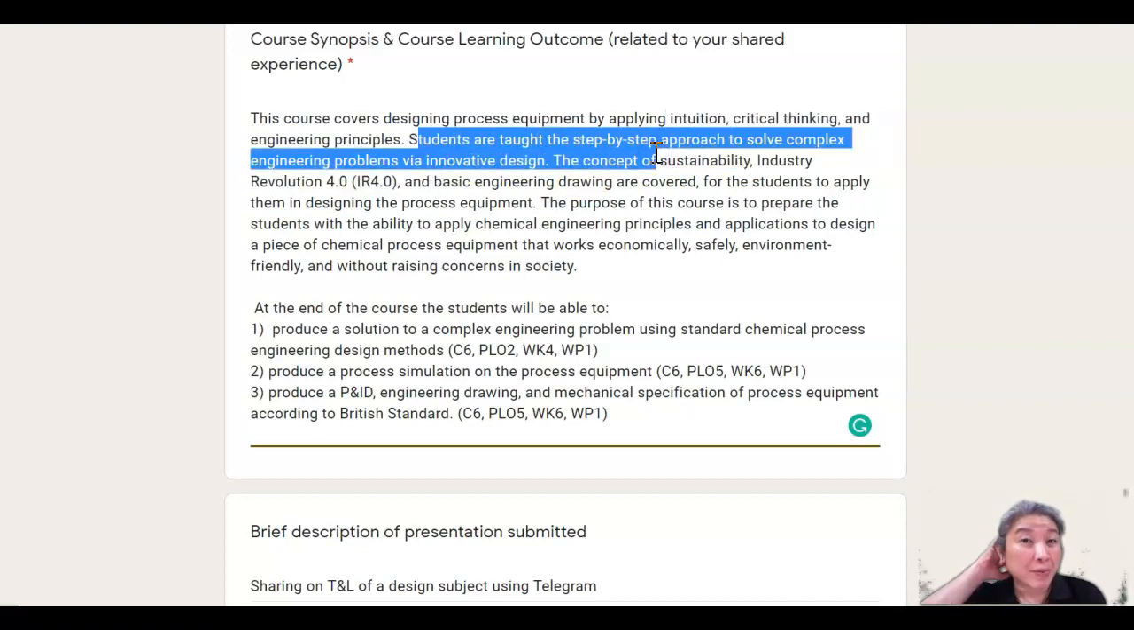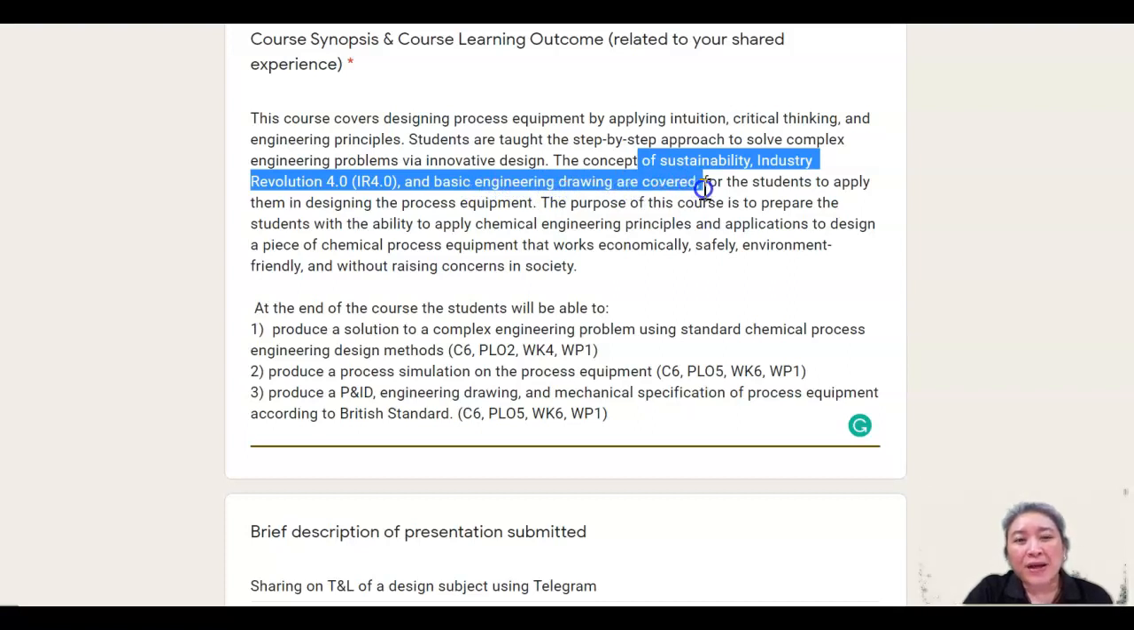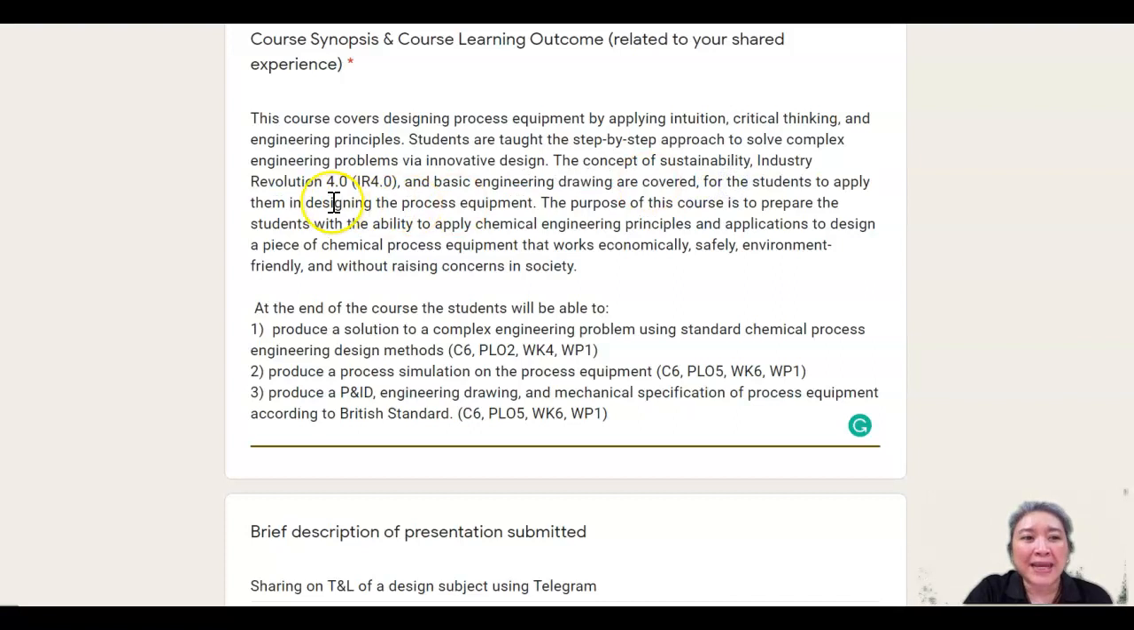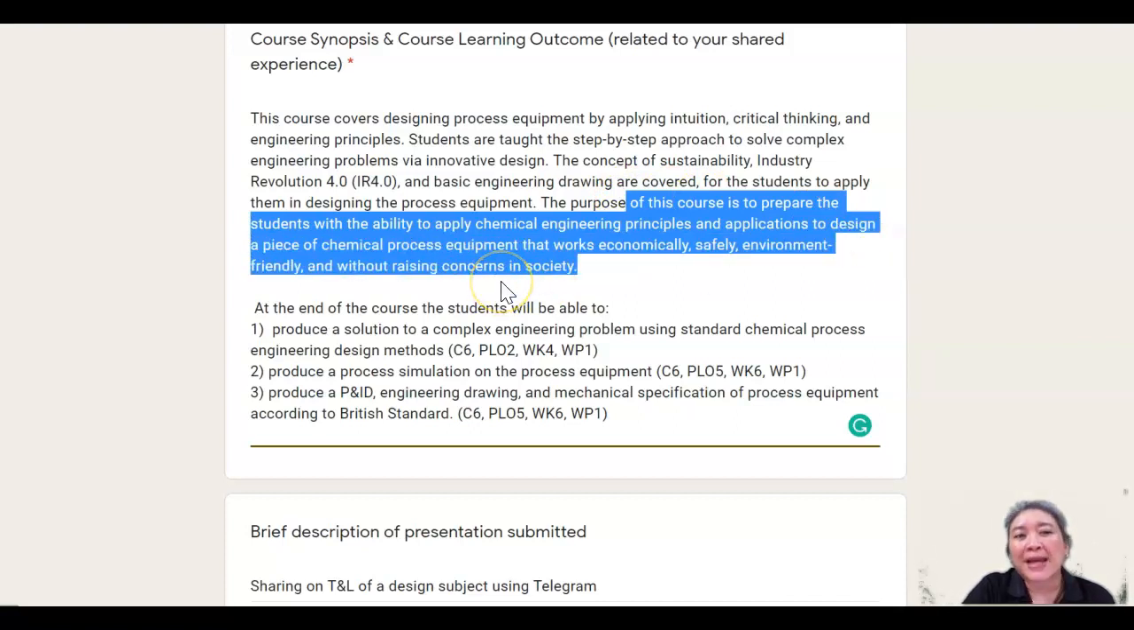Students are taught a step-by-step approach to solve problems via innovative designs and basic standard methods. The concepts of sustainability, Industry Revolution 4.0, and basic engineering drawing are covered for the students to apply in process equipment design. The purpose of this course is to prepare the students with the ability to apply chemical engineering principles and applications to design a piece of chemical process equipment that works economically, safely, environmentally friendly, and without raising concerns in society.